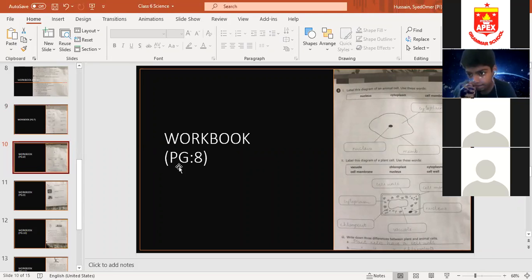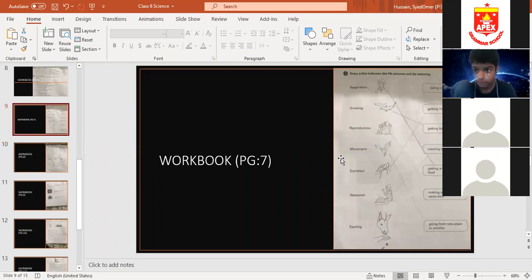Okay, now come to page number 8, that is workbook page number 8. I have come to the next page. What is movement? You don't know what movement means? Going from one place to another.